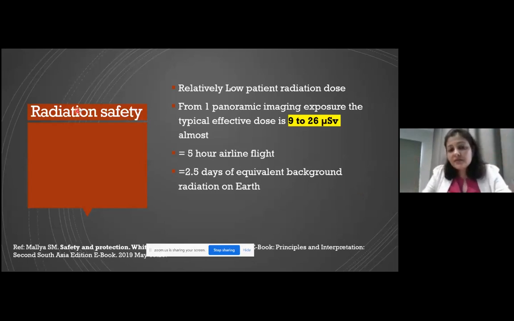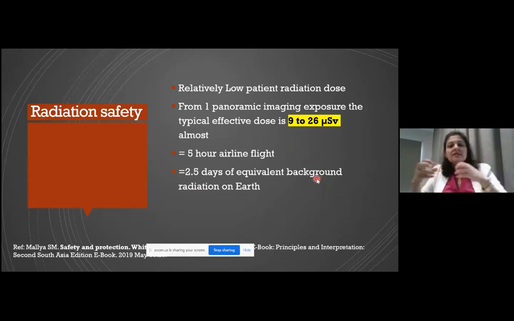When you expose the patient to one panoramic radiographic exposure, the typical effective dose is about 9 to 26 microsieverts. Now, why is there a range? Because like I told you, you can change the radiation exposure to the patient based on the size of the patient. The amount of exposure is equal to a 5-hour airline flight. That's the amount of radiation exposure you get when you're at that altitude and getting exposed to cosmic radiation, which is there all around on planet Earth. It is also equivalent to 2.5 days of background radiation on Earth.